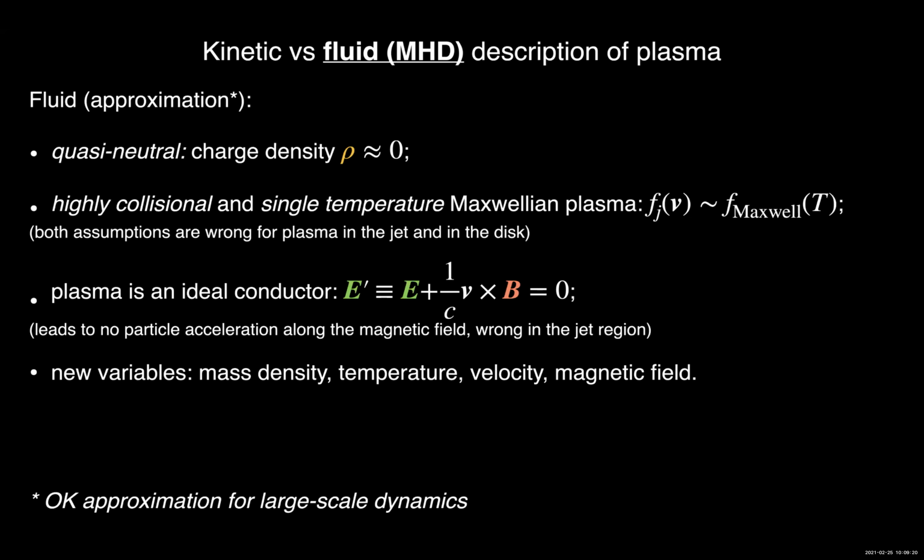So MHD is basically a theory which takes these three assumptions and computes the moments of the kinetic equations and formulates equations for these new variables: mass density, temperature, velocity, and the magnetic field. And typically it's a very good approximation for large scale dynamics. But if you want to model particle acceleration or radiation, it's really hard to rely on MHD.